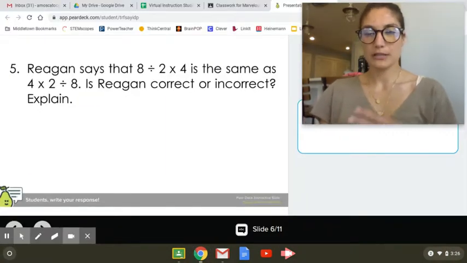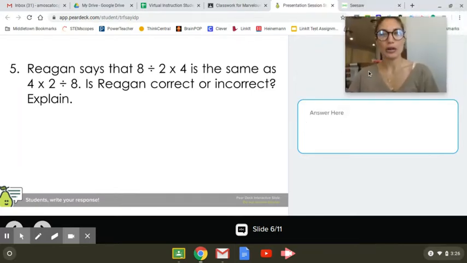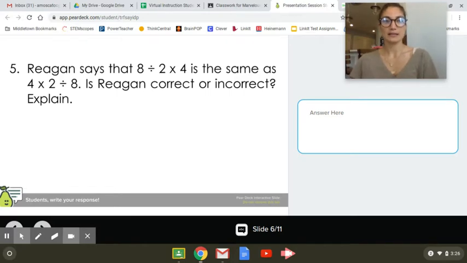All right, so one of the first problems that a lot of us had a difficult time with was number 5. Number 5 says, Reagan says that 8 divided by 2 times 4 is the same as 4 times 2 divided by 8. Is Reagan correct or incorrect? And explain. First, I need to actually solve them and see if they're the same. I can't just look at it and guess. Let me solve it to know for sure.